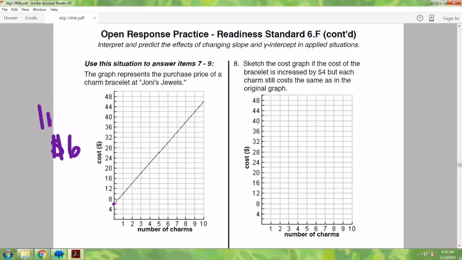Okay, so that's an initial value. You could look and talk about that's without any charms. That is the y-intercept, several different things. Okay, then the next thing we need to figure out is what is the price per charm. Most of the time when we're doing slope, we just count the boxes. But in this case, we can't count the boxes. Not every box is going up by ones.